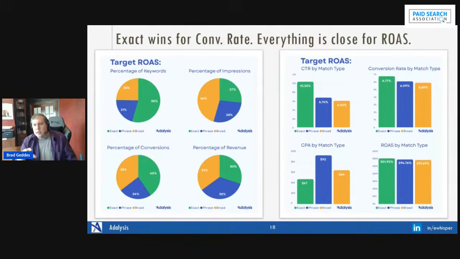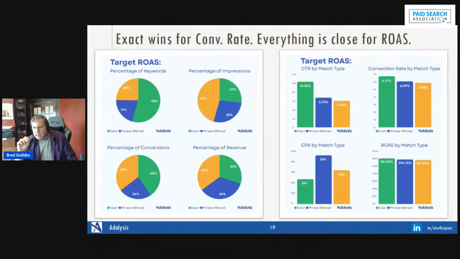Now, when we look at click-through rate, exact wins. Look at conversion rate, exact wins. When we look at return on ad spend, exact wins, but not by much, right? It's 301 versus 291. I mean, there's very little difference. And this is where, as your overall conversions increase, and Google has bid signals, previous search history, keywords on landing pages, et cetera, to use for broad match, broad match does pretty well.